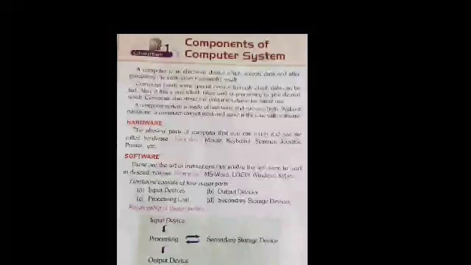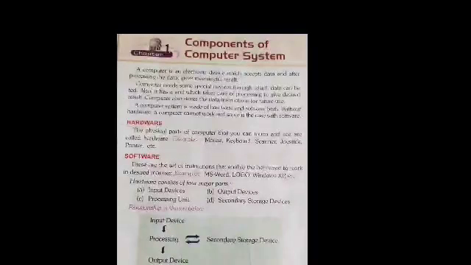Hardware consists of four major parts: A. Input devices, B. Output devices, C. Processing unit, D. Secondary storage devices. Relationship is shown below. Input device, processing, secondary storage device, and output devices.